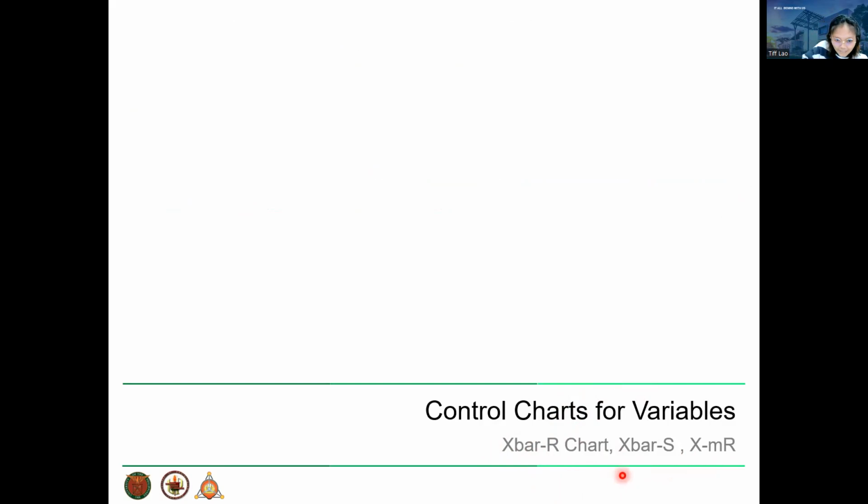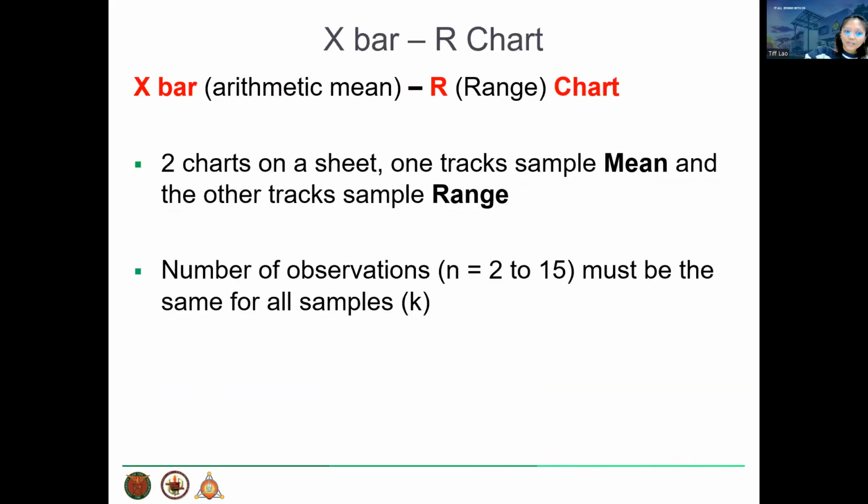Nag-iiba lang sila sa ito. Ayan. May kita niya. So anyway, X bar R chart. So when you say X bar R chart, X bar refers to arithmetic mean. So alam niyo to, yung average dun sa descriptive statistics. And then R, that's for the range.